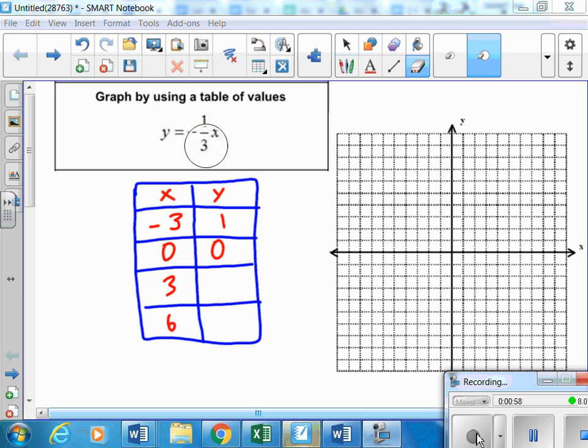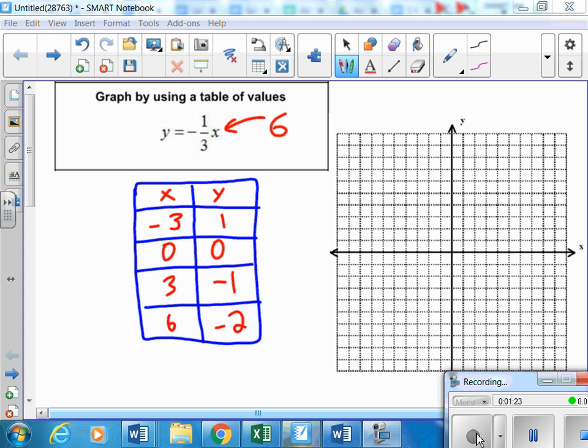Then we plug in 3 for x. We plug in 3. 3 times -1 is -3. -3 divided by 3 is -1. Last number we plug in is 6. Plug in 6 for x. 6 times -1 is -6. -6 divided by 3 is -2.